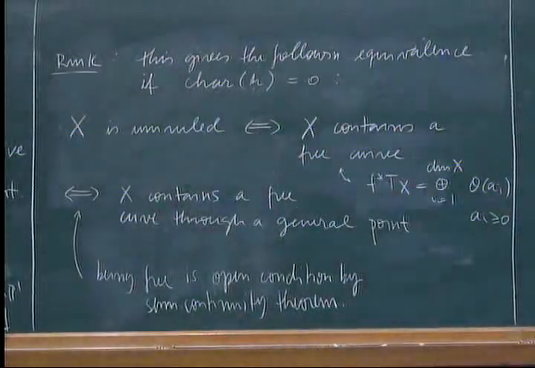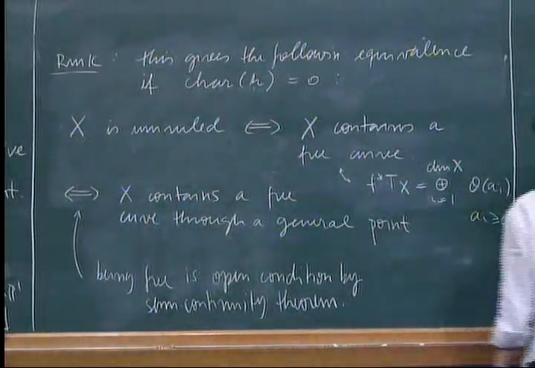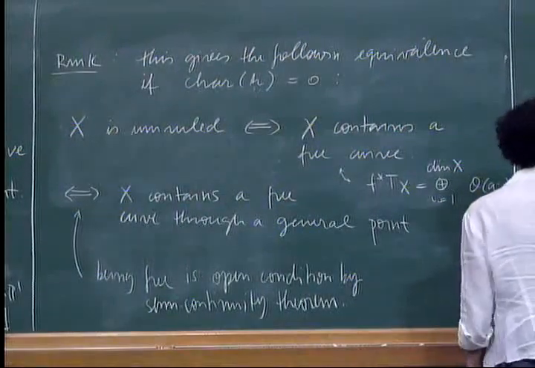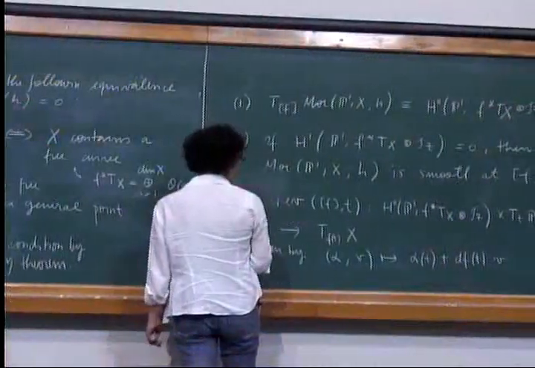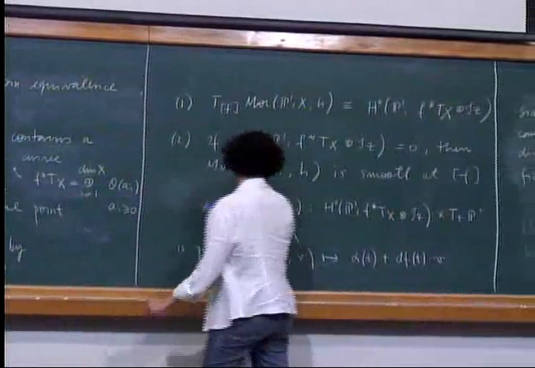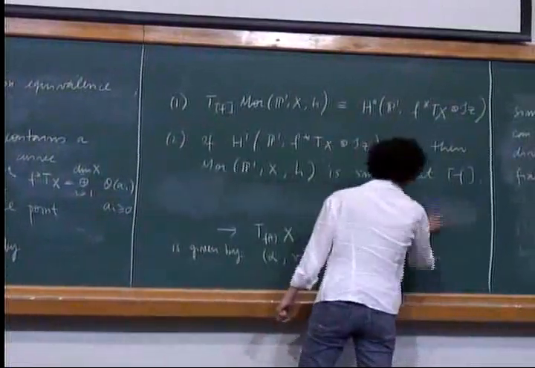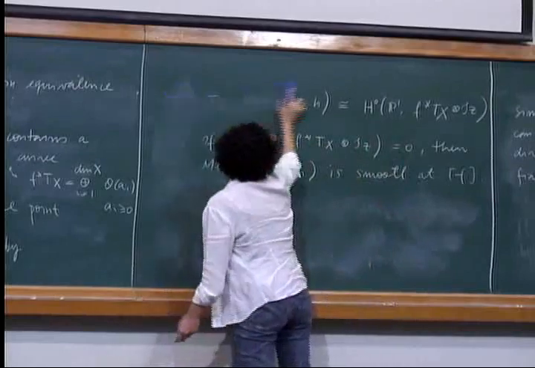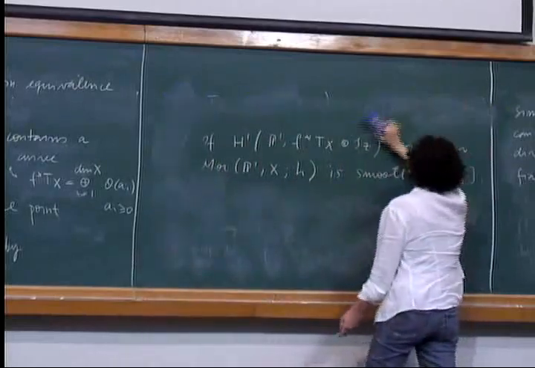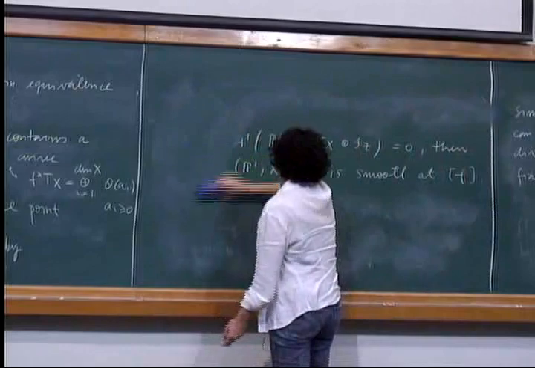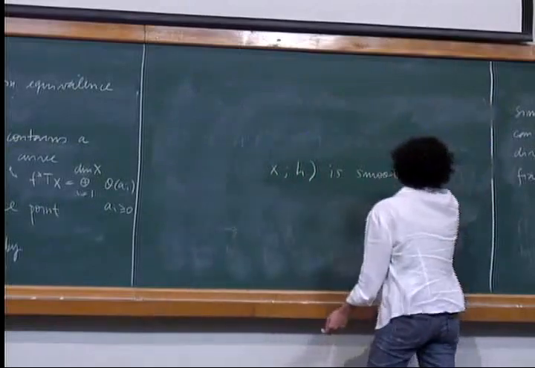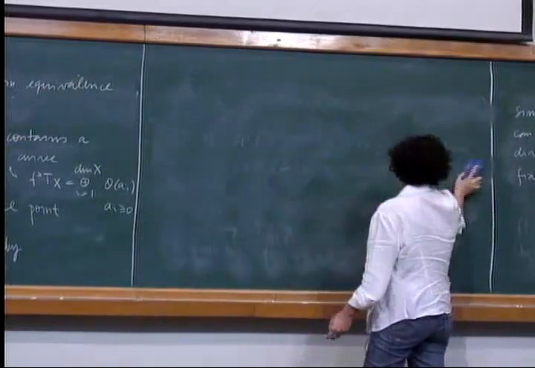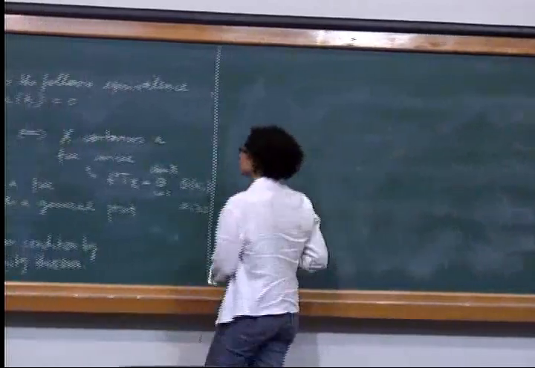Okay, so this is a very nice characterization of uniruled varieties in characteristic 0 that definitely fails in positive characteristic. Now, let's prove some nice corollaries of this proposition.